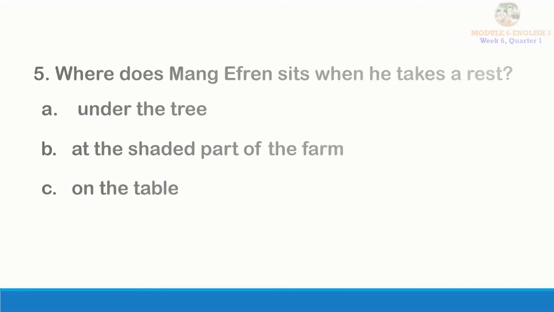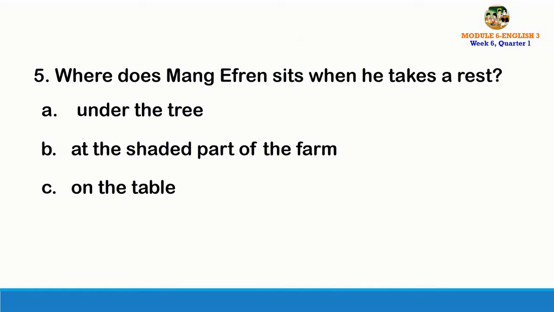Number 5. Where does Mang Efren sit when he takes a rest? A. Under the tree, B. At the shaded part of the farm, C. On the table. The correct answer is letter B, at the shaded part of the farm. You are doing a great job!